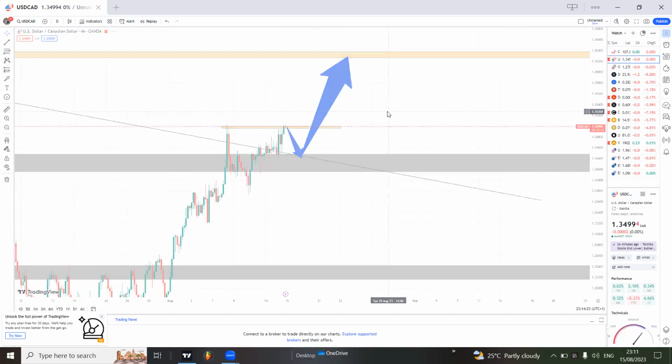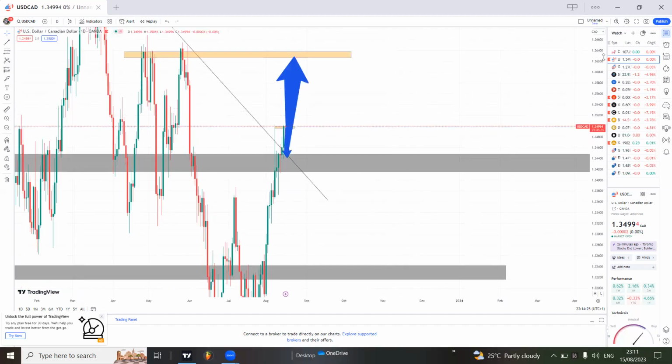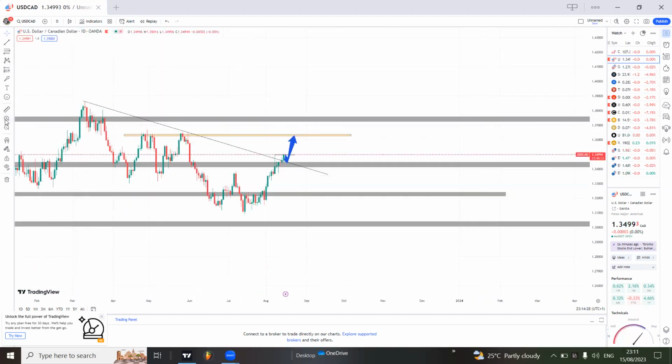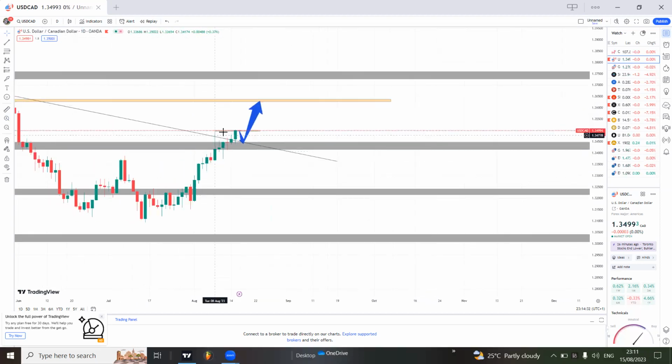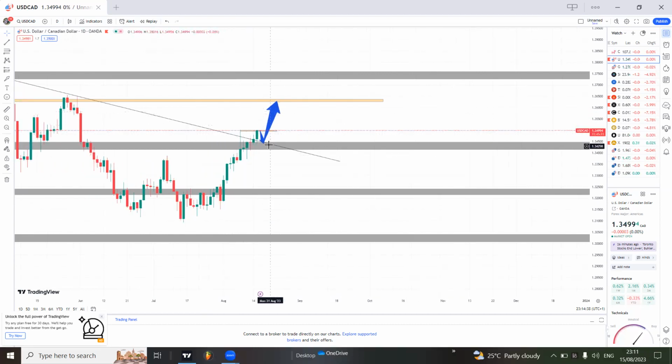Let's go to the daily time frame. So this is what we call breakout and retest. This is the actual breakout of this trend line on the daily time frame. This was the rejection, breakout. So we can actually come back for a breakout retest on this trend line. Then we should go to the upside, taking out this resistance and going to this next level.